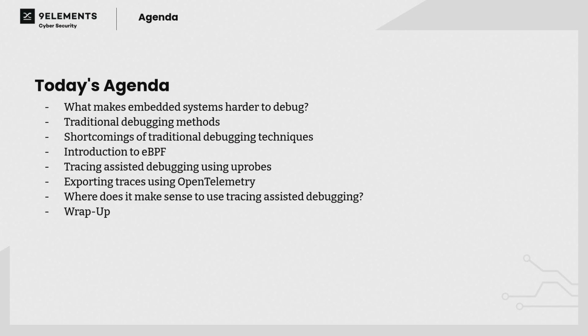So today's agenda will be what makes embedded systems especially hard to debug compared to, for example, desktop systems and desktop software, showing some traditional debugging methods, shortcomings of said traditional debugging methods, a quick introduction to eBPF, and what I call tracing-assisted debugging using uprobes. Lastly, I will also cover exporting the traces from the tracing-assisted debugging using the OpenTelemetry project, where it actually makes sense to use this, and a wrap-up at the end.